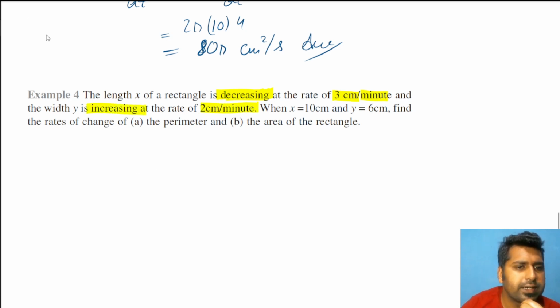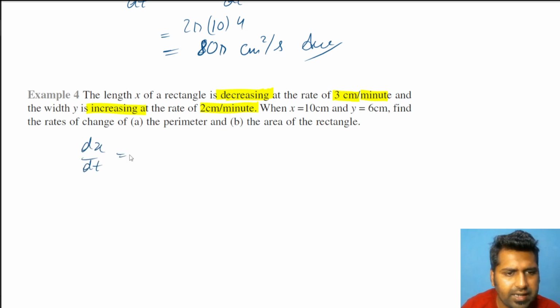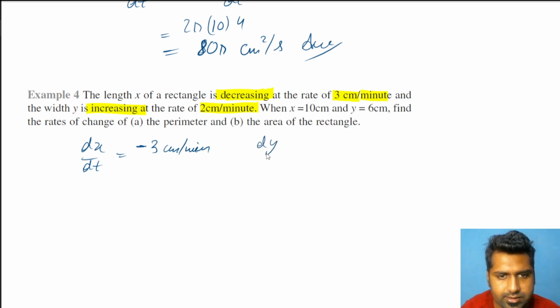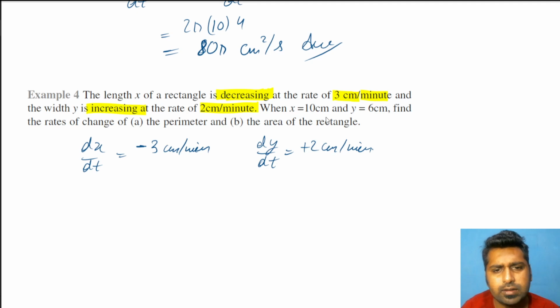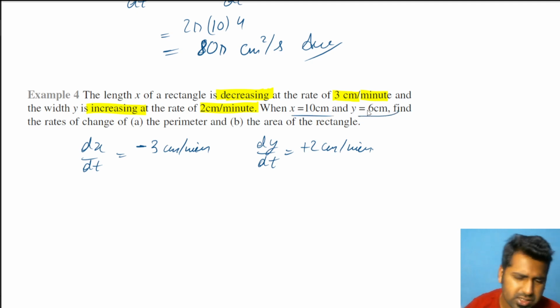So let's first of all write this mathematically. Let the rectangle length be taken as x, so that means dx by dt we'll write the value as 3 centimeter per minute, but since it is decreasing, we have to put a negative sign. Similarly, width he has taken as y, so dy by dt we'll take as increasing, so we'll write plus 2 centimeter per minute. The value of x and y is given, we'll use at last.